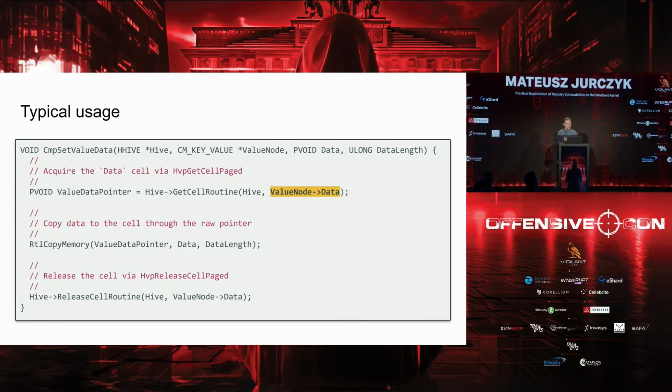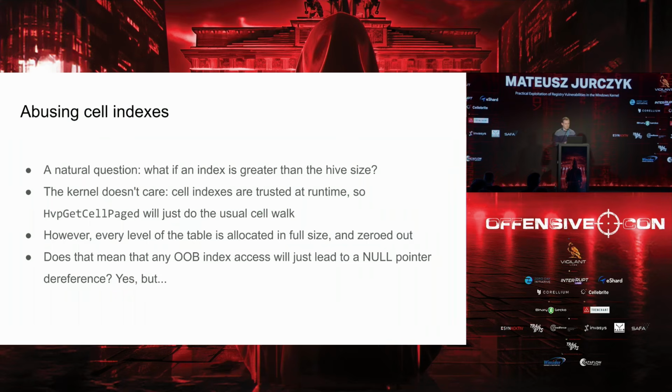First of all, we have the value node, and we have the cell index of the backing buffer in the data member. So what we want to do is translate the cell index into the virtual address of the backing buffer in the first step. Then we perform a normal memcpy to copy the data from the buffer into the Hive mapping. And then as a third step, it's not really that important, we just call a release function to let the operating system know that we are no longer using this cell.